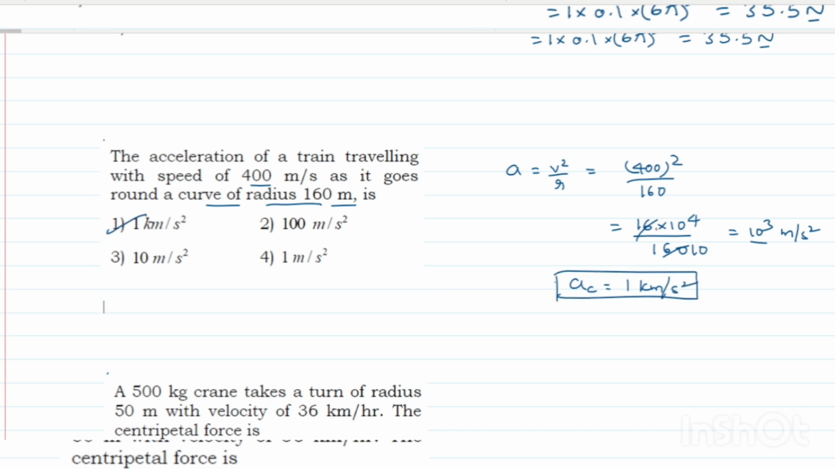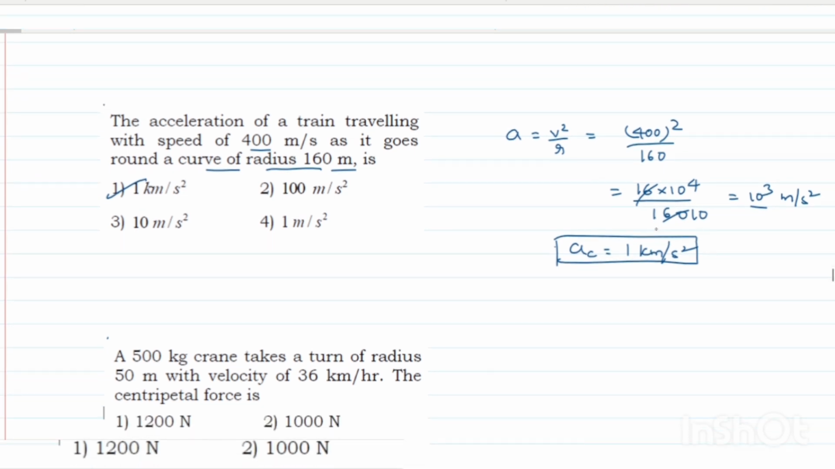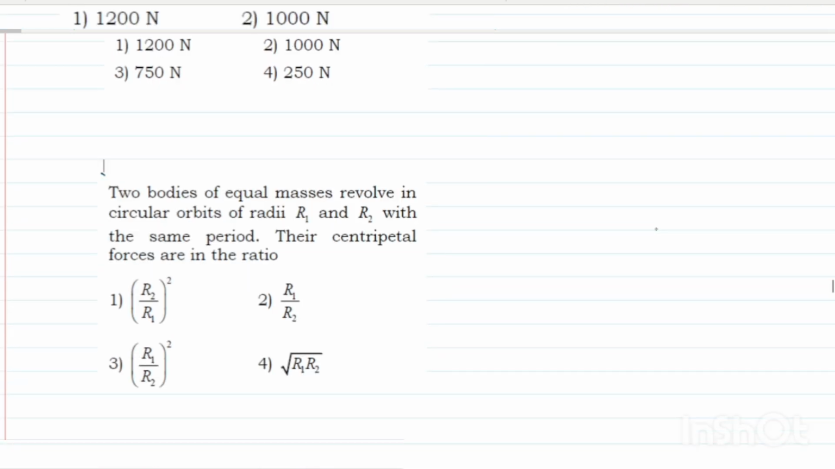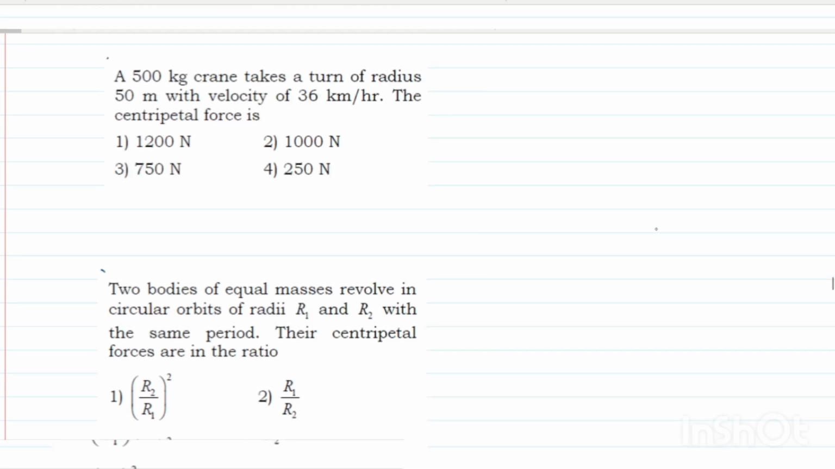Let us see the next question. A 500 kg crane takes a turn of radius 50 meter with a velocity of 36 km per hour. They are asking for the centripetal force. Students, first you need to convert the velocity. Here it is 5 by 18 meter per second. 18 2s and 2 into 5, so you will get 10 meter per second.